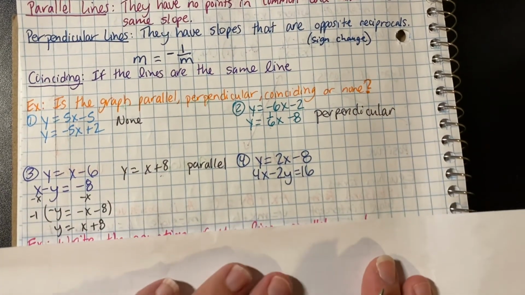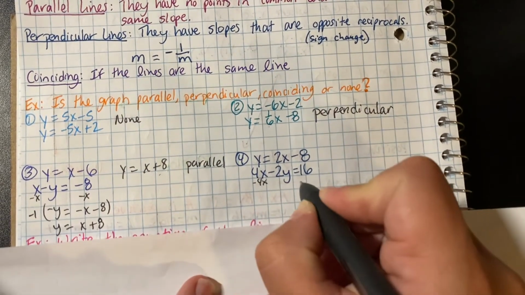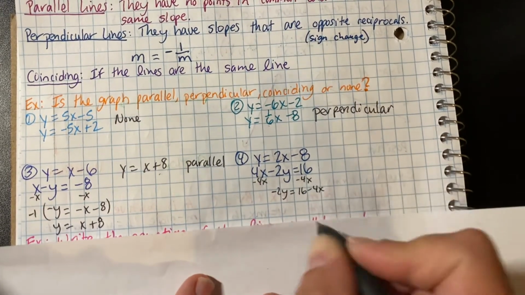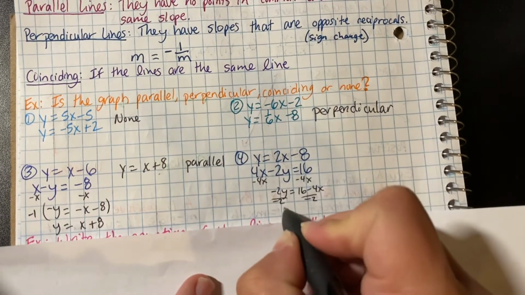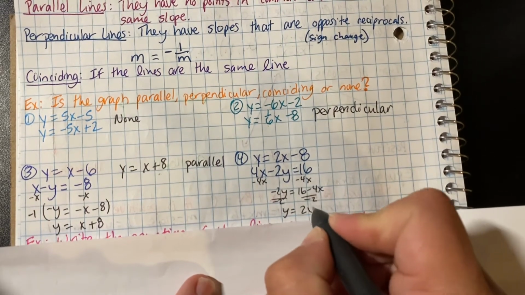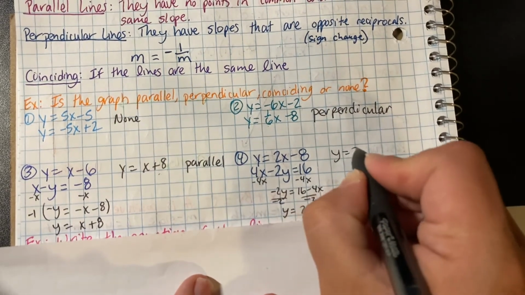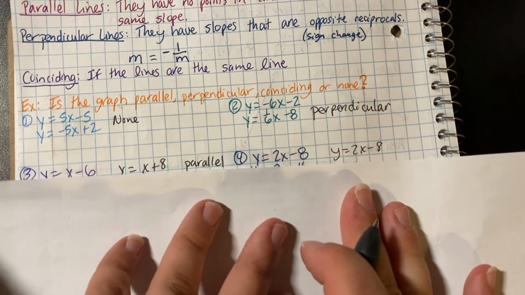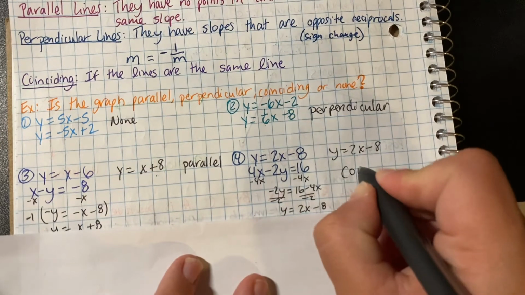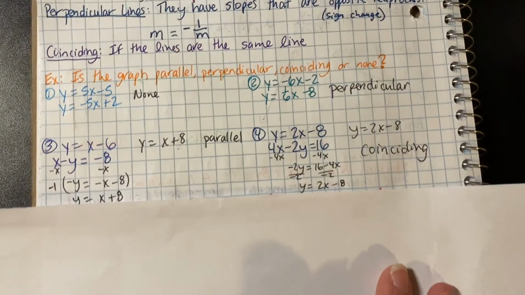All right, last one. Same thing. Let's move everything into slope-intercept form. So we're going to get the y by itself, and we're going to divide by -2, and put that m first. So -4 divided by -2 would be 2x. 16 divided by -2, -8. So we have y equals 2x minus 8. Let's look at our two lines. Same slope? Yep. Same y-intercept? Yep. So that means that they are coinciding. So this is how you would check for parallel, perpendicular, or coinciding.